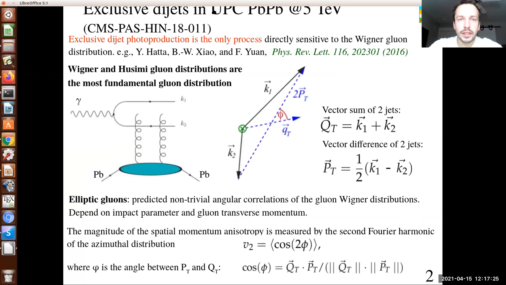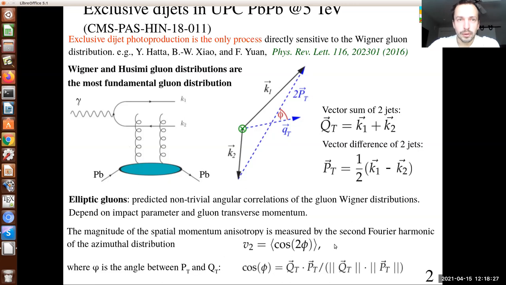So to begin with, extreme dijets in ultra-peripheral collisions is the only process directly sensitive to the Wigner gluon distributions, the most fundamental gluon distributions in the nuclei. And the so-called elliptic gluons, the predicted non-trivial angular correlations of the gluon Wigner distributions, should result in non-zero azimuthal anisotropies. For dijet photoproduction, they can be measured in the following way. First of all, we construct the vector sum Qt of the two produced jets k1 and k2 and the vector difference Pt, and look at the phi angle between these two constructed vectors. And the magnitude of the spatial momentum anisotropy should be related to the second Fourier harmonic, or the average value of cosine of 2 phi, which is measured in this analysis.